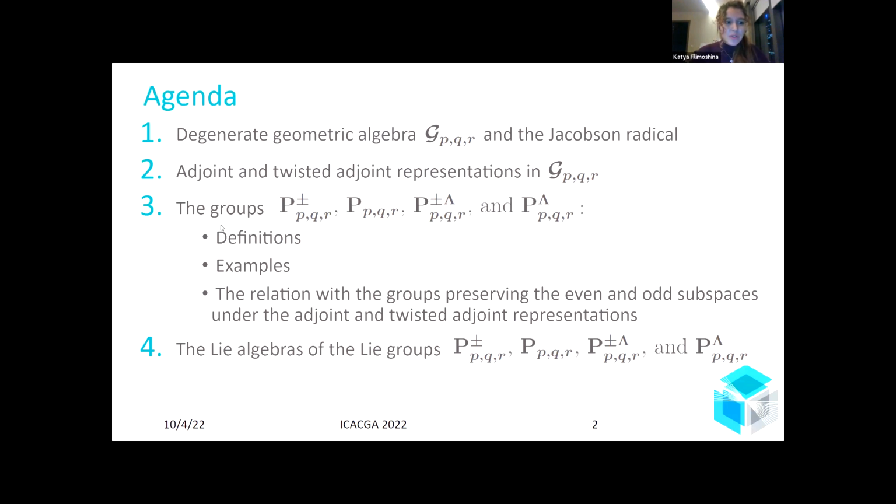Afterwards, we will introduce the four types of Lie groups in degenerate geometric algebras: P plus minus, P plus minus lambda, and P lambda. We are going to give the definitions, provide some examples, and show the relation between these four types of Lie groups and the groups preserving the even and odd subspaces under the adjoint and twisted adjoint representations. And then we will consider the Lie algebras of these four types of Lie groups and make some conclusions.